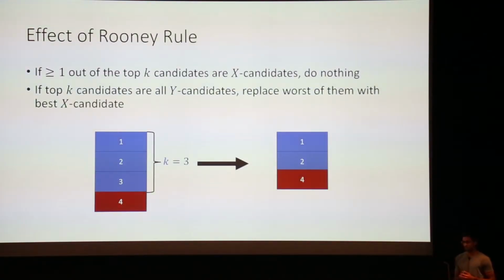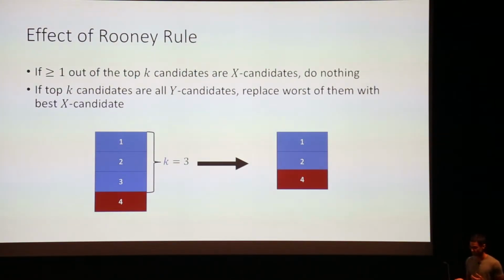And so what's the effect of the Rooney rule here? Well, if at least one of my top k candidates is an x candidate, then the Rooney rule does absolutely nothing. It has no effect on who you interview. However, if all of my top k candidates are y candidates, it simply says replace the worst of those with your best x candidate. So in this case where I need to hire 3 people, the top 3 happen to be y candidates, so I'm going to replace number 3 here with the best x candidate.